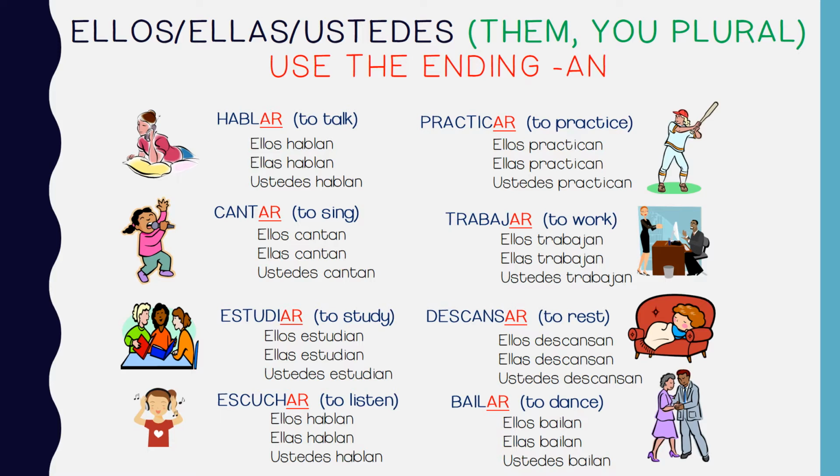Lastly, we have the ellos, ellas, and ustedes form. That means them or you all, plural. For that, we use the an ending. For hablar, we take off ar, we add an in its place, and now we have hablan. Ellos hablan, ellas hablan, ustedes hablan. Ellos hablan and ellas hablan would mean they talk. And ustedes hablan would mean you all talk.